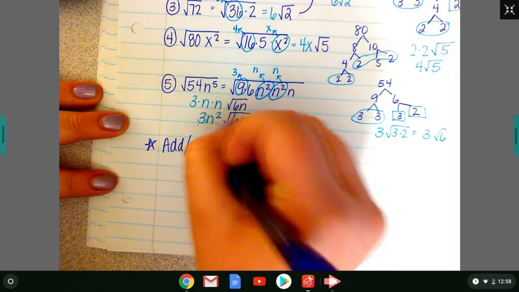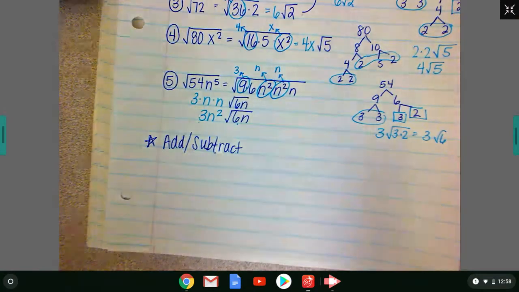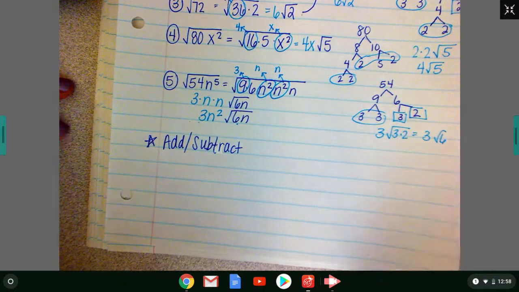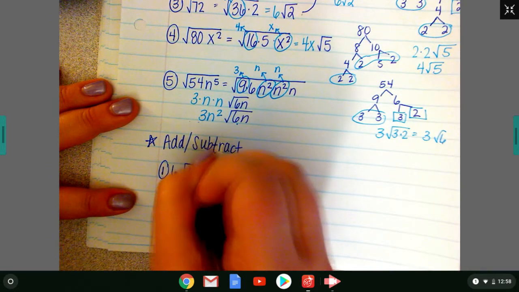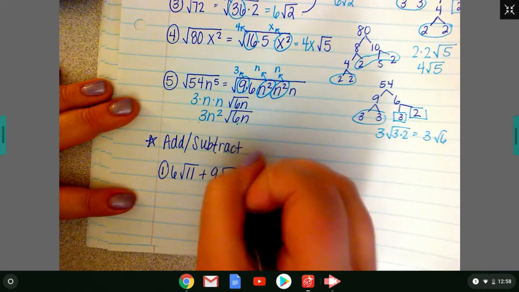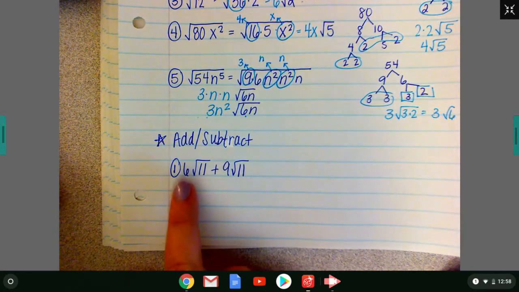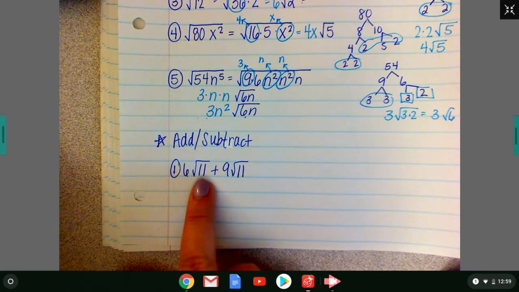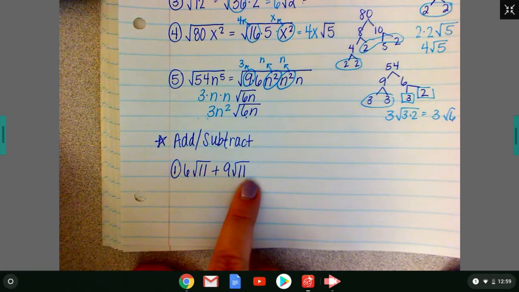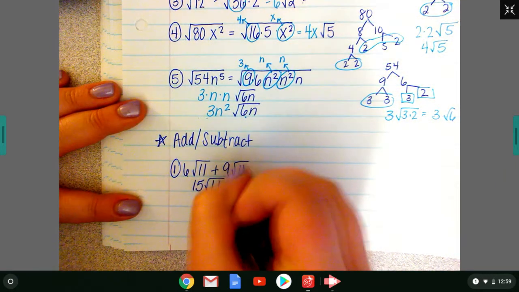We're really just going to combine like terms, but like by like radicals, so to speak. So let me show you what I mean with that. Say we had 6 root 11 plus 9 root 11. When I say root 11, I'm going to say oranges. I have 6 oranges plus 9 oranges. How many oranges do I have? Oh, that's 15 oranges, and oranges are root 11.